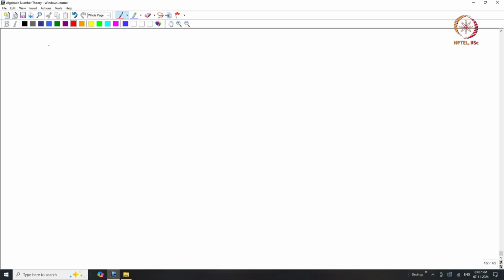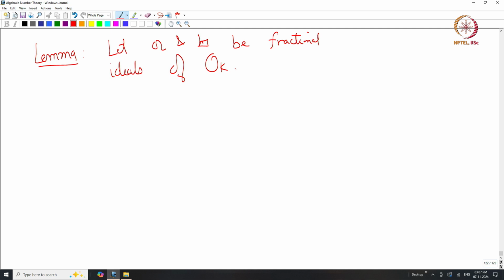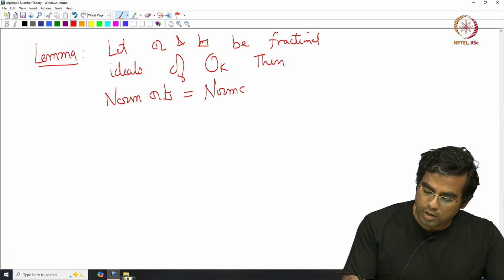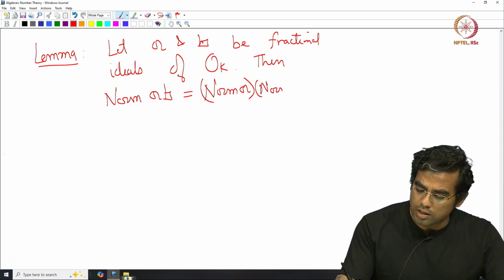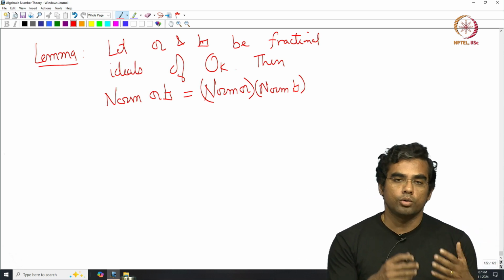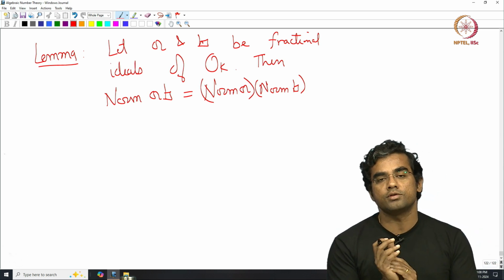And now we are going to prove the following. Lemma: let A and B be fractional ideals of OK. Then the norm of the product AB is the same as the product of the norm of A and the norm of B. So, you can either take the product first and then take the norm, or you can take the norm first and then take the product, and it gives you the same number.